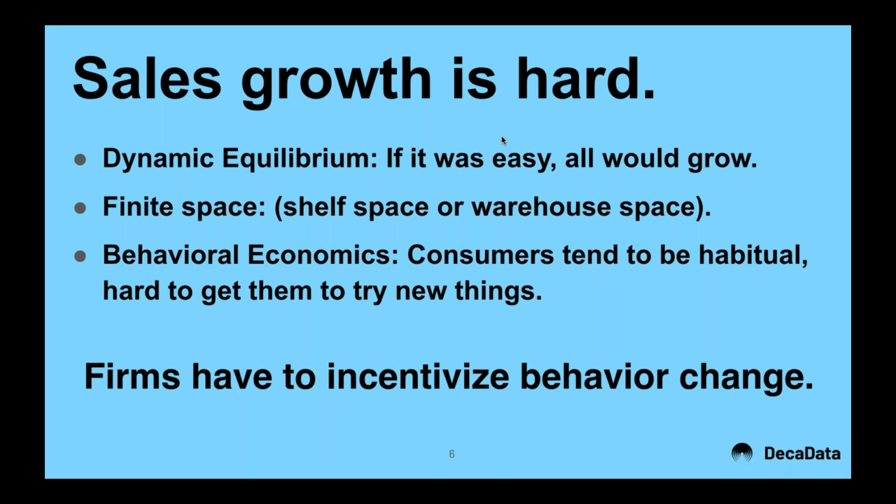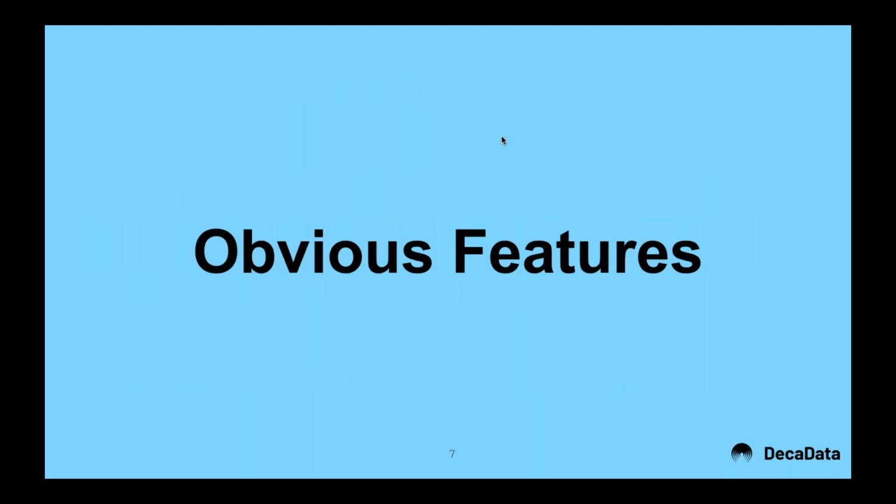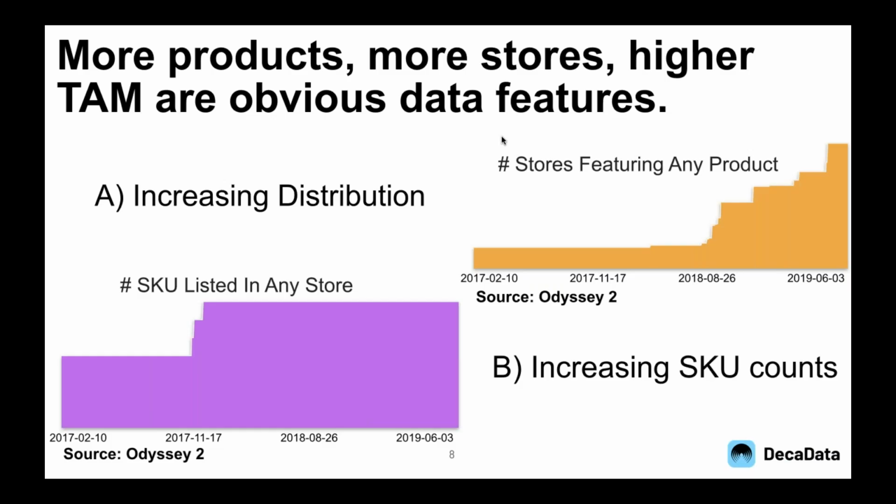So the context of the retail environment is that firms need to incentivize behavior change. It is very hard to grow for a number of reasons that we've listed here, and so firms need to work hard to drive this growth. We're going to start with some obvious features, and we'll speed over these relatively quickly, but it's worth calling them out for reference sake.